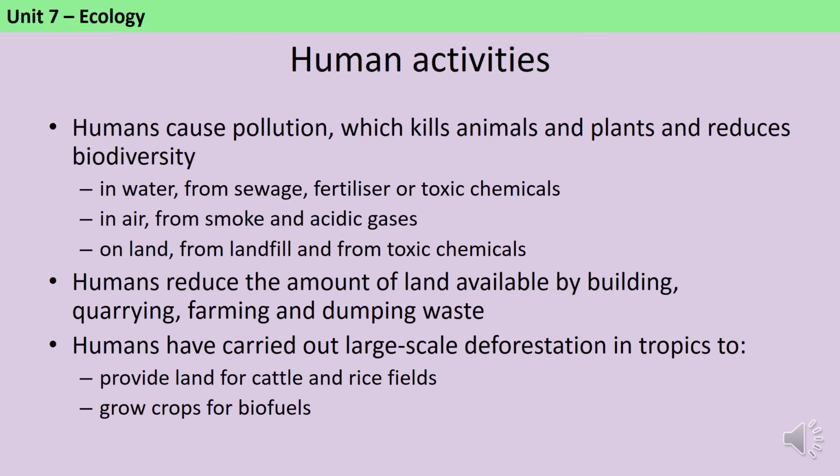Unfortunately, there's also plenty that we as humans do to harm the environment, including polluting the water with sewage, fertilisers and toxic chemicals, the air with smoke and acidic gases, and the land with landfill and leaching toxic chemicals too. We also reduce the amount of land available by building on it, quarrying or mining it, farming it, and dumping waste there for landfill. And we've carried out large-scale deforestation, not just because we want the wood, but also because we want the space for cattle and rice fields or for growing crops for biofuels.